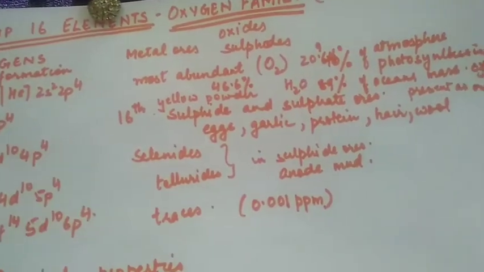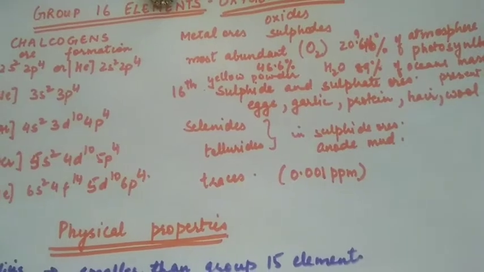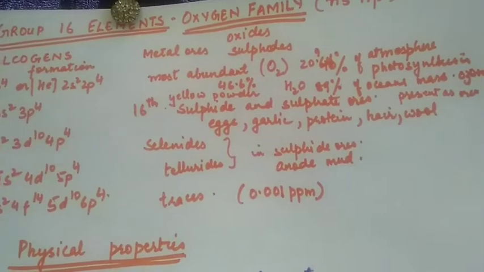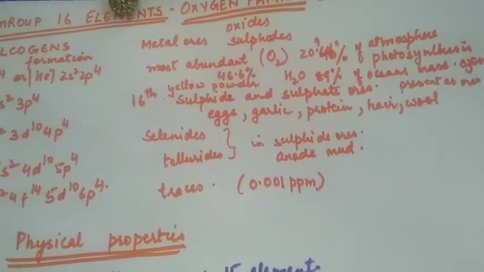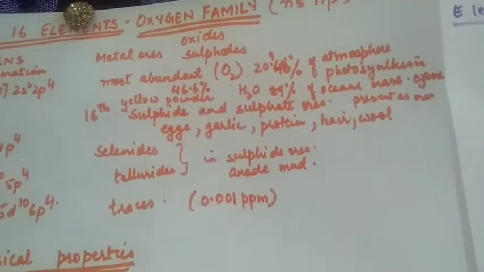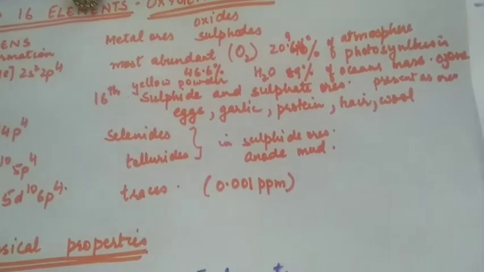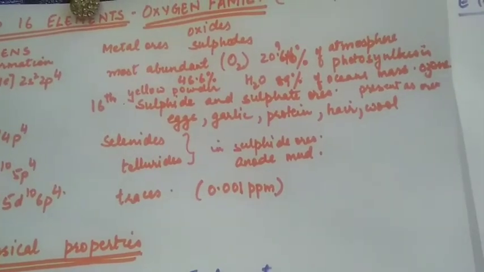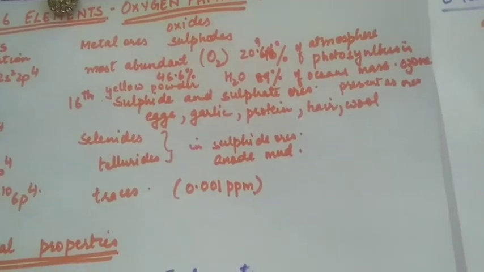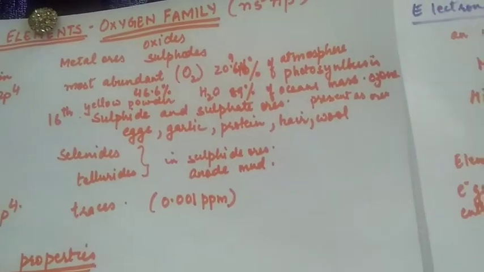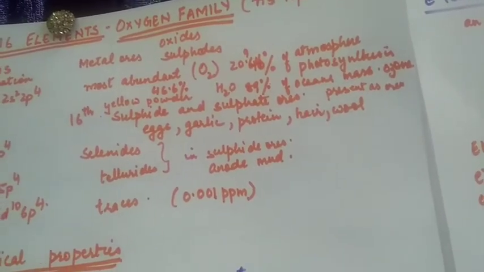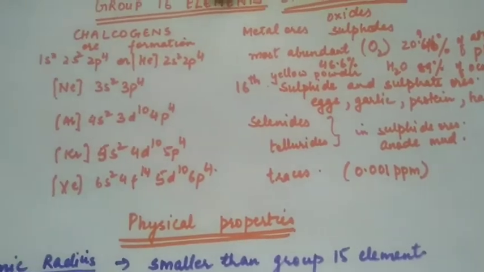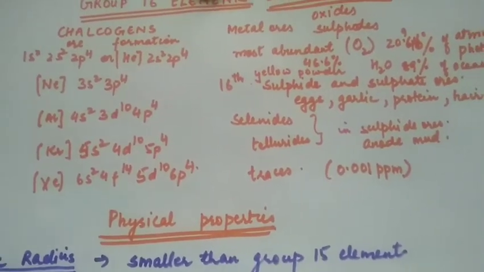Regarding occurrence, oxygen is the most abundant element. Its percentage composition is 46.6%. It also forms 21% of the atmosphere of Earth. It is a byproduct of photosynthesis, and it also forms 89% of oceans, as it is present in water. It is present in the form of ozone as well. It's present as ores in the Earth's crust.